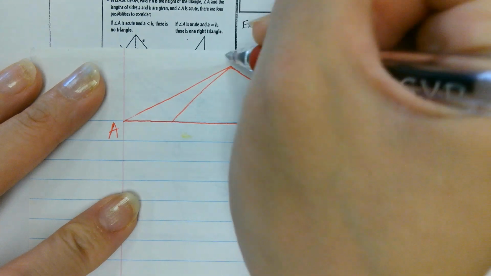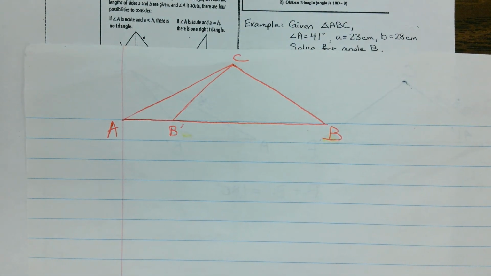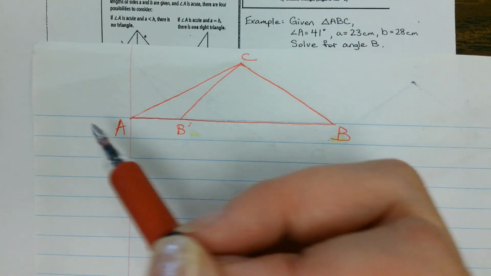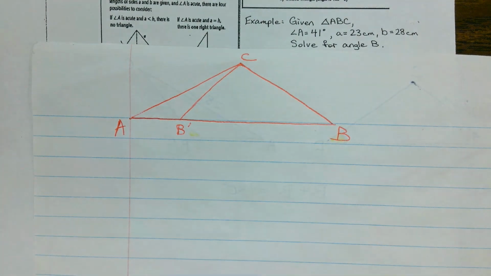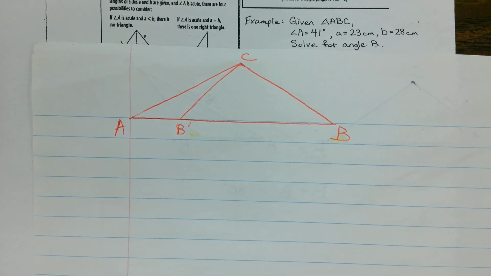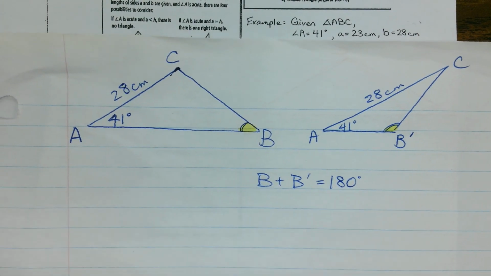Okay, so then this would be triangle A, B, C, and then this would be my secondary triangle, like that. So then I have the acute triangle and the obtuse triangle. Now, why is this supplementary? Okay, if you're thinking why do they add up to 180?